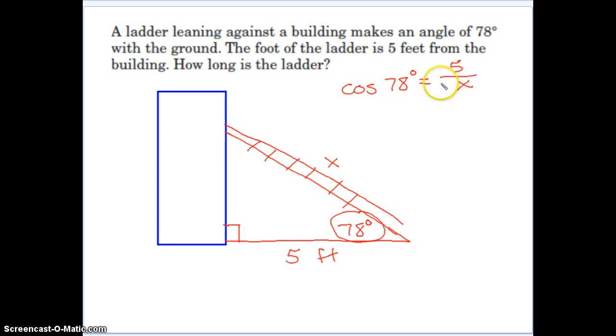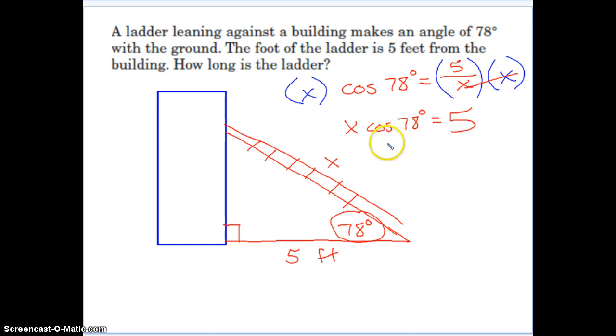When the variable is in the denominator, the first thing you do is multiply each side of the equation by that variable. So we're going to multiply both sides by x. And so this gives me x times cosine of 78 degrees equals, and over here the x's will cancel out, so this equals 5. Now I need to solve for x.